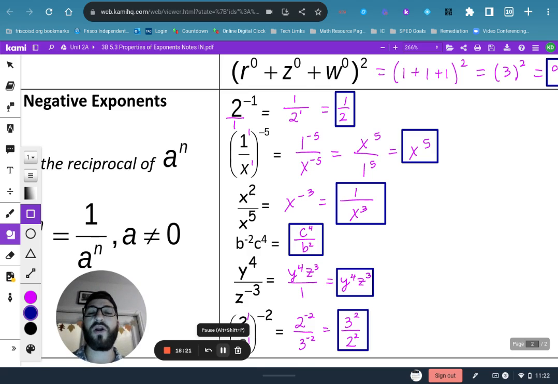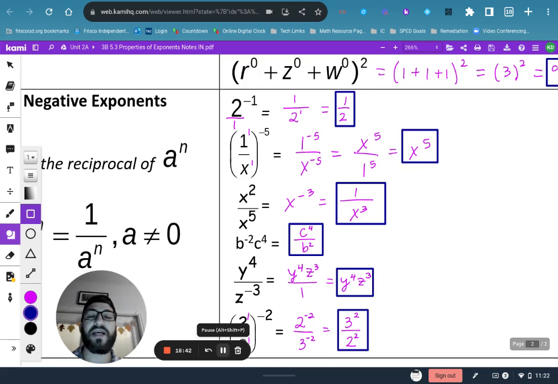Then we have x squared over x to the 5th. This one's a little more straightforward. Dividing, so I'm going to subtract the powers. 2 minus 5 is negative 3. X to the negative 3 has got to move down to the bottom, so it becomes 1 over x to the 3rd. B to the negative 2 and c to the 4th. B to the negative 2 is in the top. It's got to move to the bottom and become positive. So this becomes c to the positive 4th over b to the positive 2.